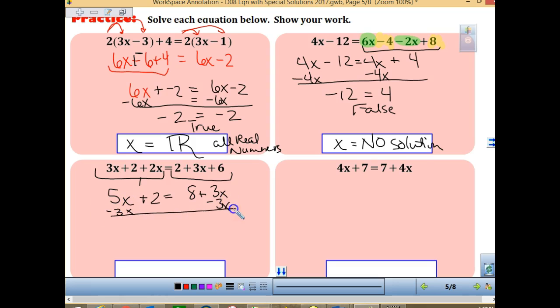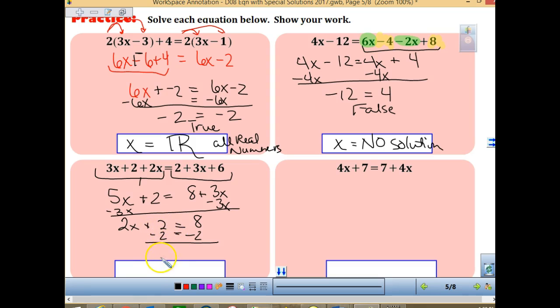Okay? Once I do that, Janessa, I'm going to be looking at what? 2x plus 8. Okay, Dallas, next up. What do we have to do? Then you have to subtract 2 from both sides. Both sides of my equal sign.